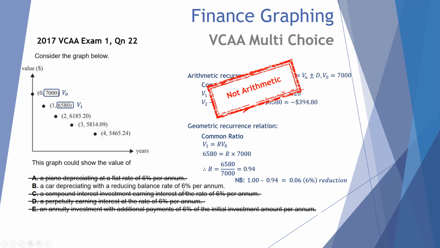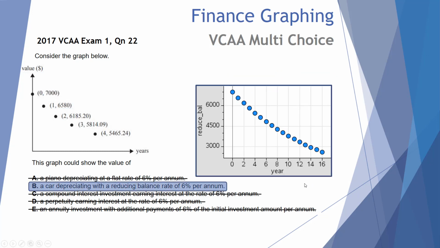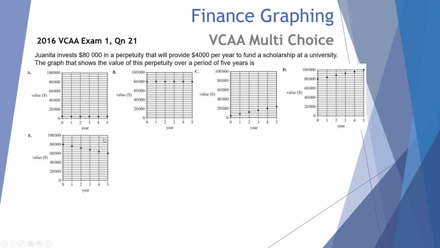And that is in fact what option B talks about, a reducing balance rate of 6% per annum. So a growth factor of 0.94 does in fact represent a reduction of 6%. So option B is correct. And here it is graphically, using the TI Inspire, exactly the same shape. 2016 VCAA Exam 1, question 21.